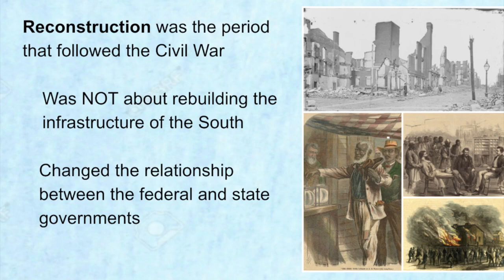Reconstruction was the period following the Civil War in which attempts were made to redress the inequities of slavery and its political, social, and economic legacy, and to solve the problems arising from the readmission of the 11 states that had seceded. Reconstruction was not about the federal government rebuilding the infrastructure of the South. That was left up to the state and local governments.